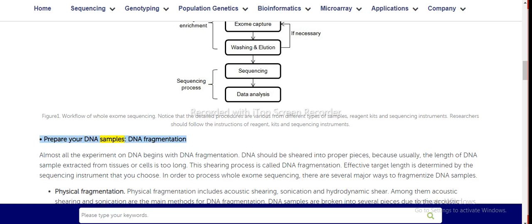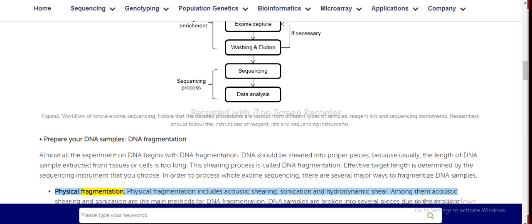Step 1: Prepare your DNA samples, DNA fragmentation. Almost all experiments on DNA begin with DNA fragmentation. DNA should be sheared into proper pieces, because usually the length of DNA samples extracted from tissues or cells is too long. This shearing process is called DNA fragmentation. The effective target length is determined by the sequencing instrument that you choose. In order to process whole exome sequencing, there are several major ways to fragment DNA samples.